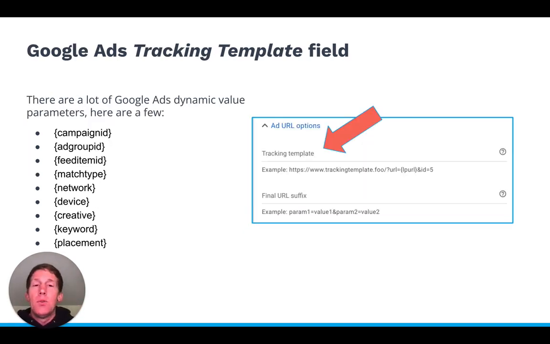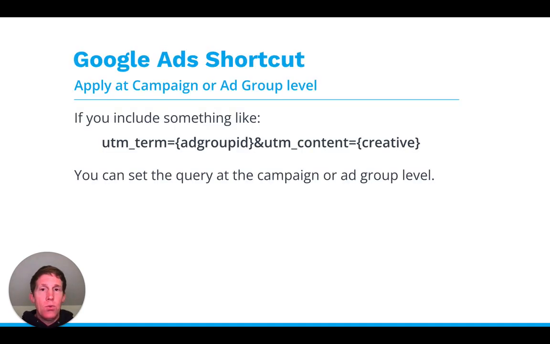Google Ads, you want to use the tracking template field. You can see there's a tracking template and a final URL suffix field. I just use the tracking template because it enables more things that you can read about if you go into their documentation. A list of some of the value parameters they offer. There's actually a ton from Google, but some of them are a little esoteric and you might not be using them. It's a single curly bracket, and you can actually take a shortcut with Google Ads and apply them at the campaign or ad group level.